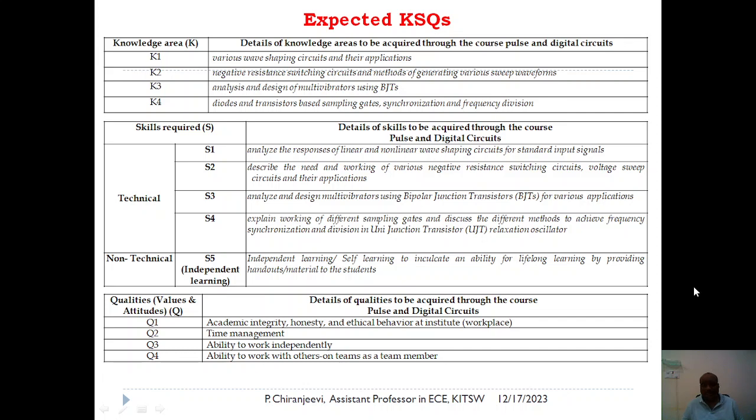And one more non-technical skill you should acquire with this course is you should always be an independent learner. You should be able to self-learn the topics to inculcate an ability for lifelong learning, by providing handouts material to the students we will be providing. And the qualities you should acquire through this course are academic integrity, honesty, and ethical behavior at the institute or workplace once you complete your program of BTech. And you should be able to manage the time with perfection, and you should be able to work independently anywhere. And you should also be able to work with others on teams as a team member.